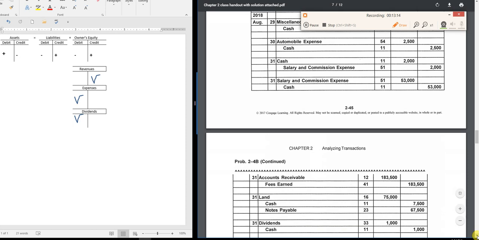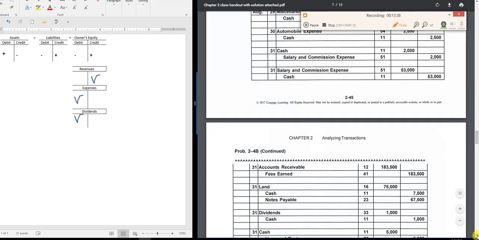Next one, rented land purchased on August 31st to a local university for use as a parking lot during football season. To a local university. So I am renting, I'm the landlord. I received advance payment of $5,000. So again, you can say, what did I get? I got cash. So cash is going up.